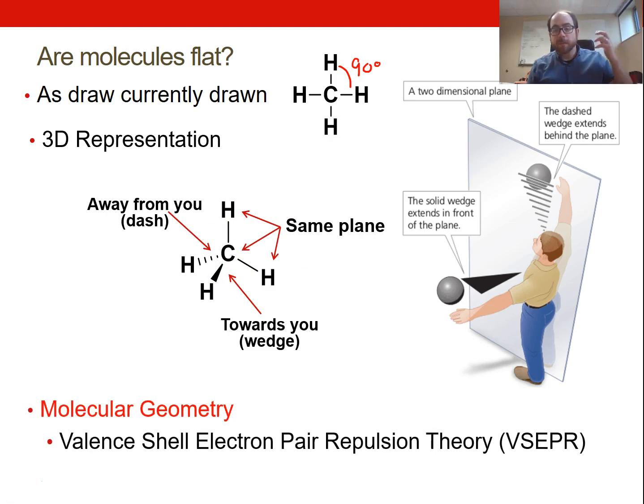So this is what we call molecular geometry, and how we physically generated this molecule was through what we call valence shell electron pair repulsion theory, sometimes referred to as VSEPR. So let's talk about how we got there and what the underlying principles of VSEPR are.